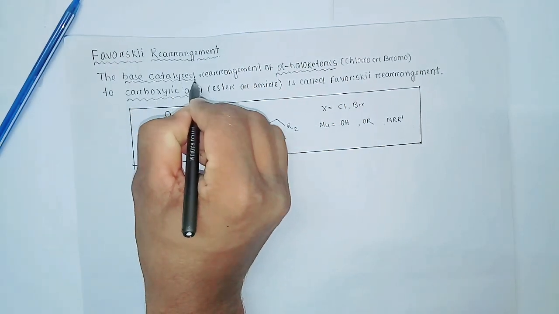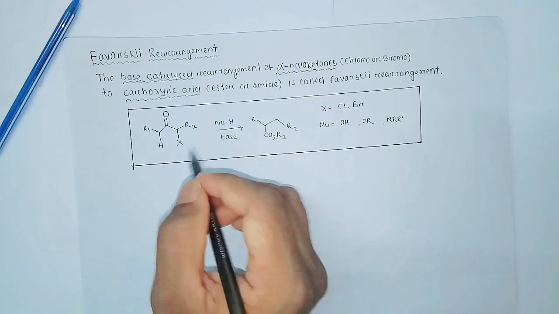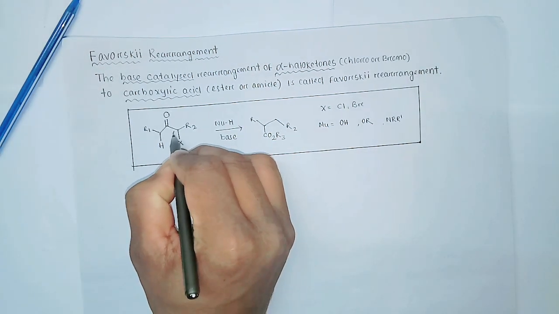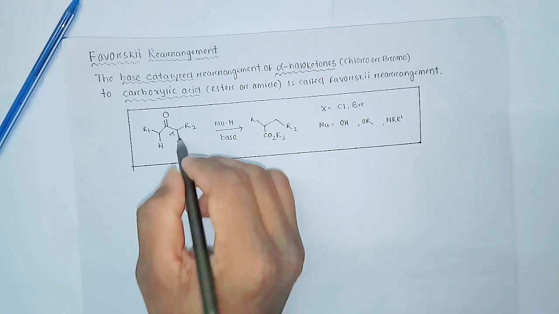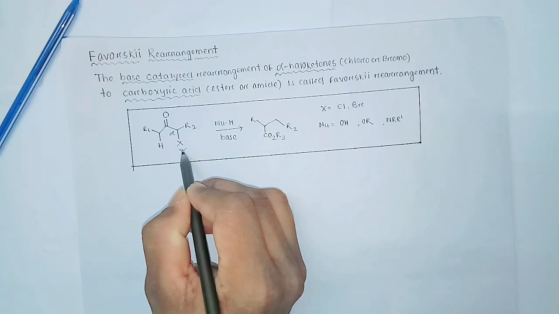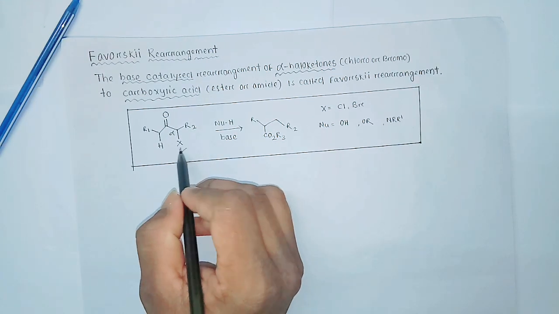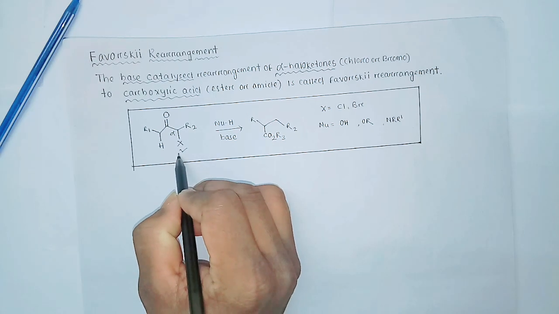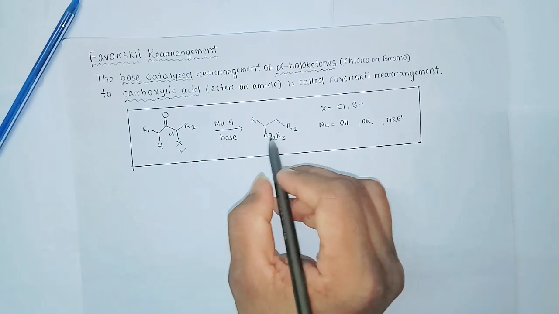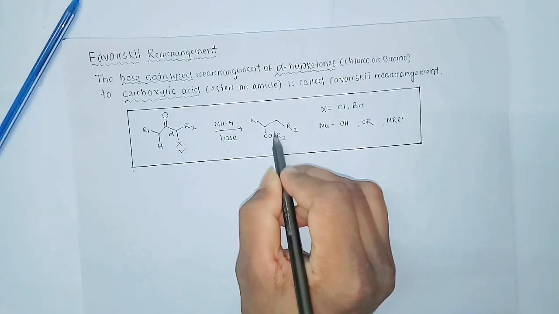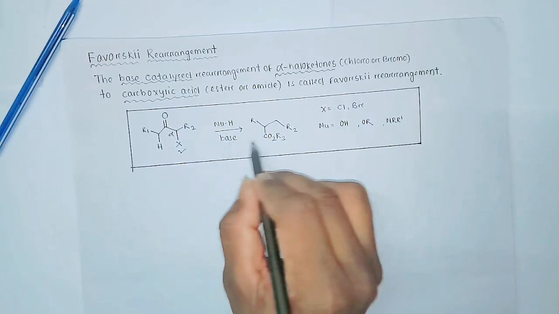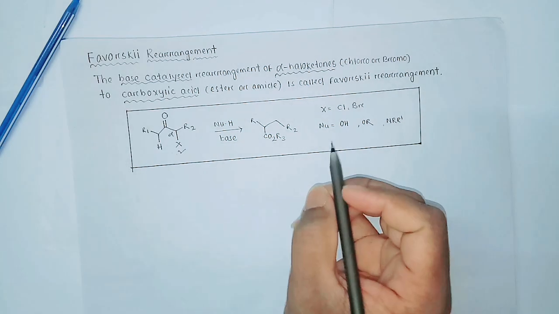Okay friends, so we have alpha haloketones, which means this is the ketone group and this is the alpha position. In the alpha position we have a halogen group. So this is called alpha haloketone, and in the presence of a base catalyst it is converted into carboxylic acid. So this is the general reaction for the Favorskii rearrangement.